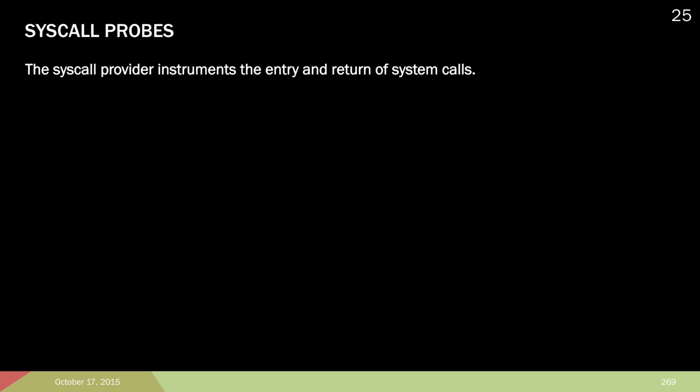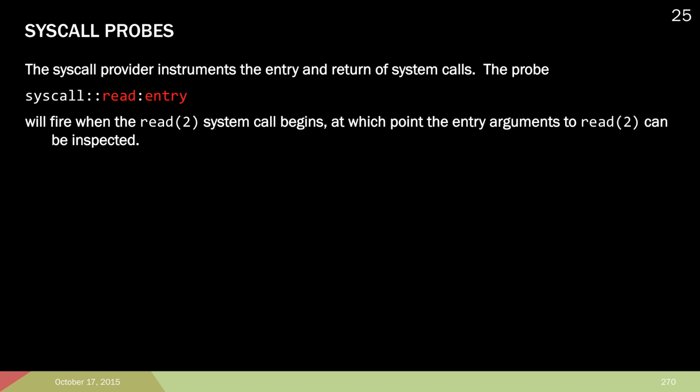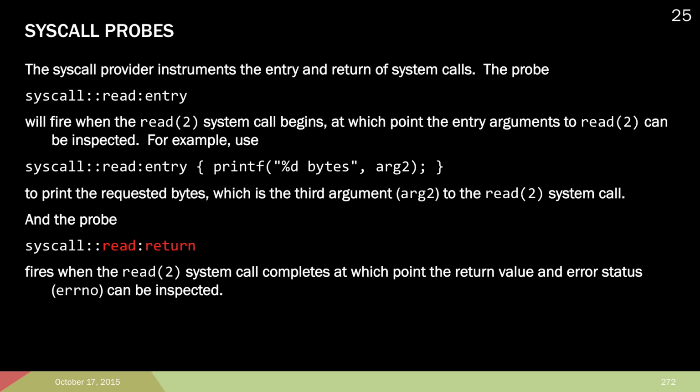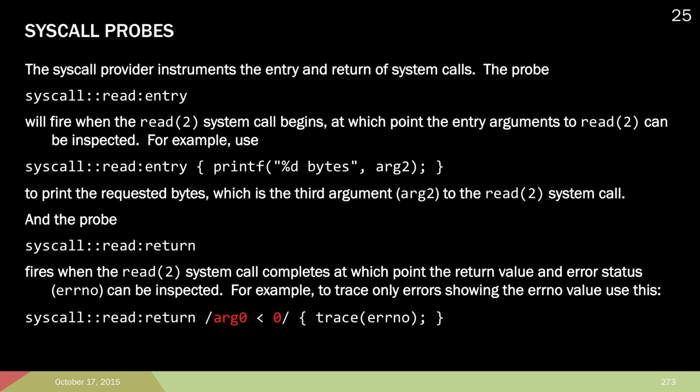The syscall provider instruments the entry and return of system calls. This probe fires when the read system call begins, at which point the entry arguments can be expected. To print bytes requested, use arg2, which is the third argument to the read system call. Return fires when the read system call completes. To trace only errors, use arg0 less than 0 in a predicate.